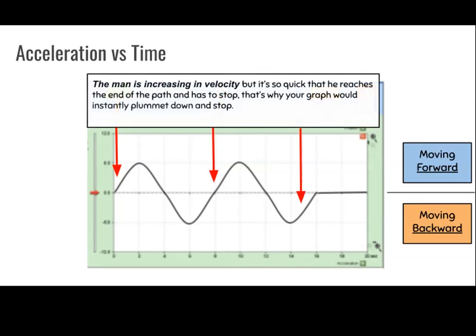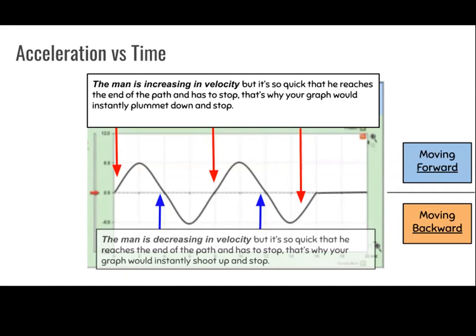So what would these blue arrows mean then? Let me lower your hands. What would the blue arrows mean for this one here? Angel, what did the blue arrows mean? The man is decreasing in velocity. Very good. Again, there's a lot of words in this little box I'm going to show you. Just do the bolded ones. So the man is decreasing in velocity now.